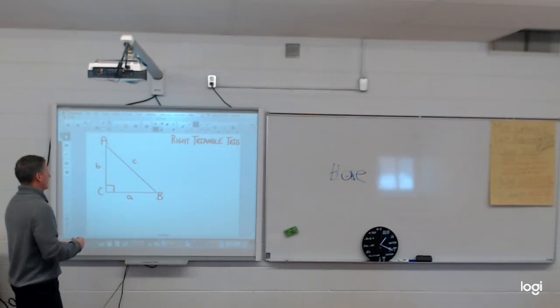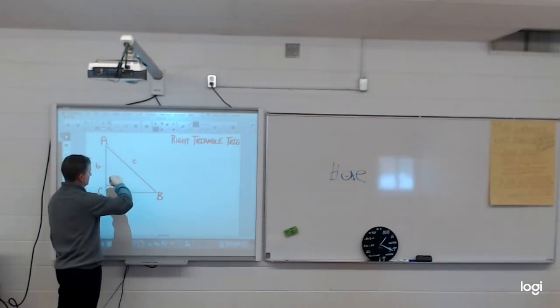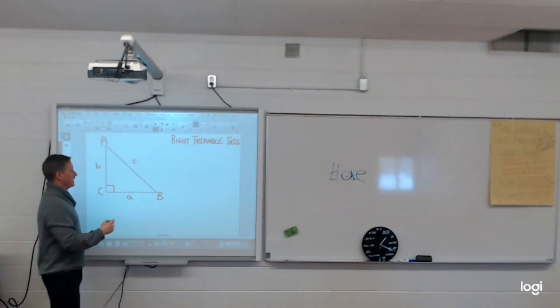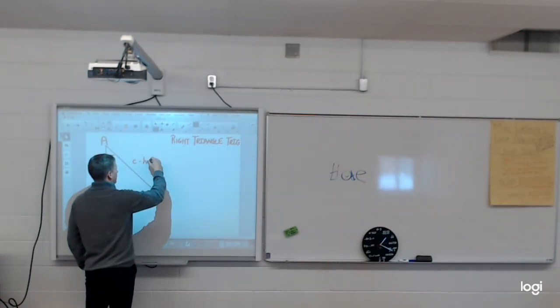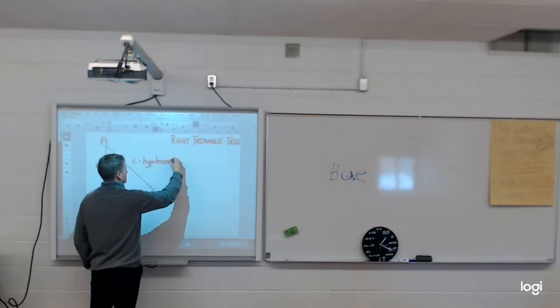So therefore, the side across from my right angle, the opposite of this angle, is what we refer to as our hypotenuse. So I'm going to write that in there like this. Hypotenuse.